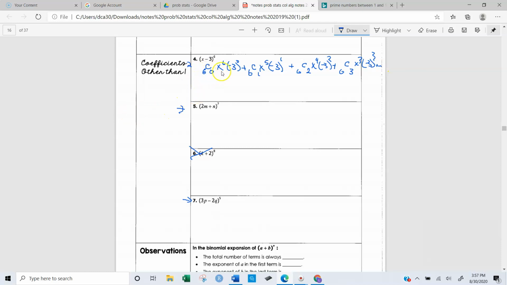6 choose 0 is 1, x to the 6th is x to the 6th, negative 3 to the 0 is just 1. So this is just x to the 6th. But be careful here. 6 choose 1 is 6 times x to the 5th times negative 3. So this total here is really negative 18 x to the 5th.